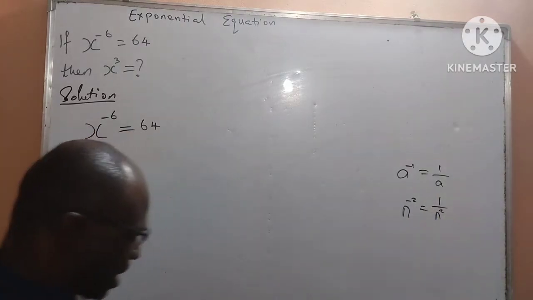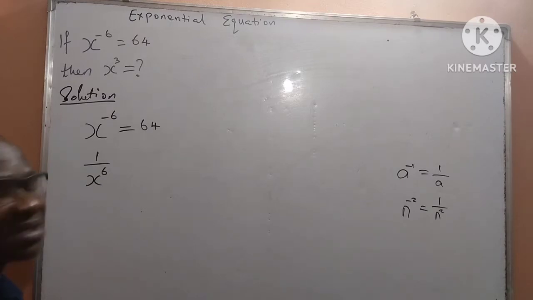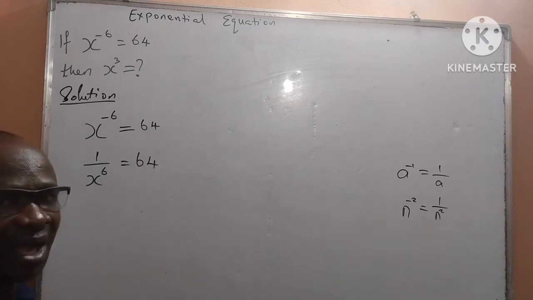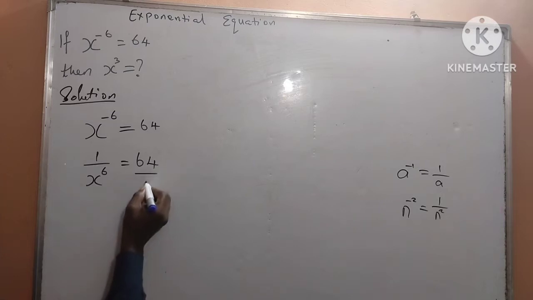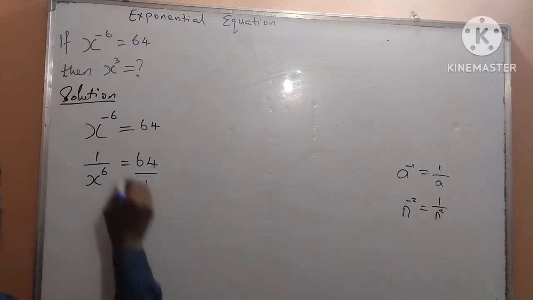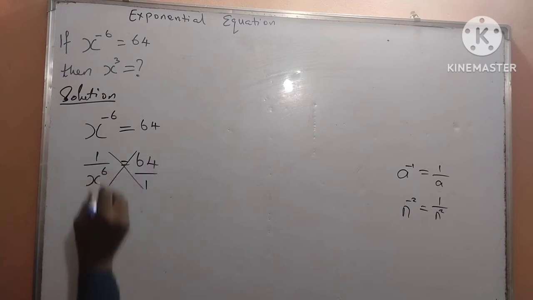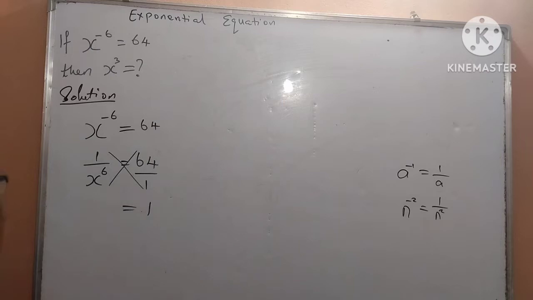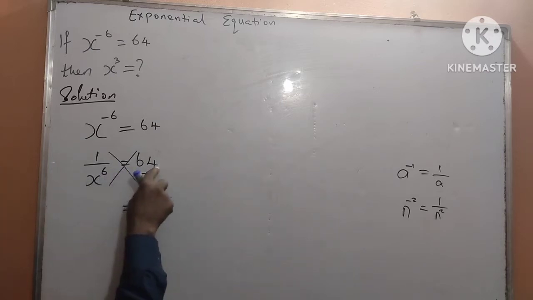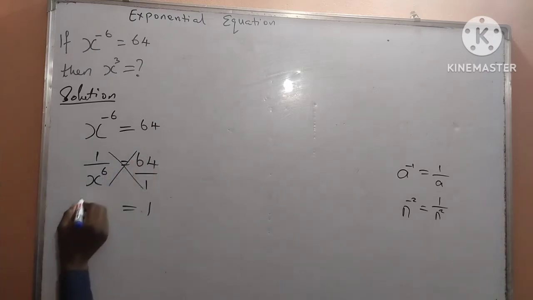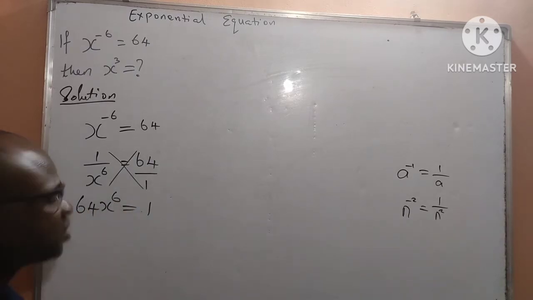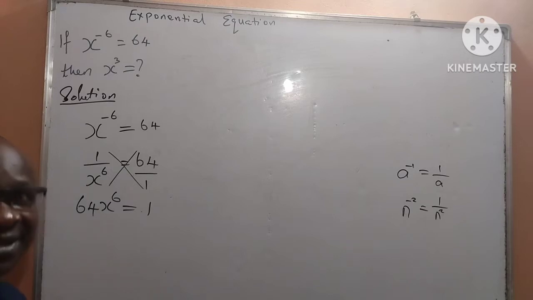As you can see it here from the laws of indices. Beautiful. So this is now equal to 64. At this point, permit me to do cross multiplication. I will have 1 times 1 will give me 1, and the x to the power of 6 multiplied by 64 is going to give me 64 times x to the power of 6. At this point, our steps are very intact.